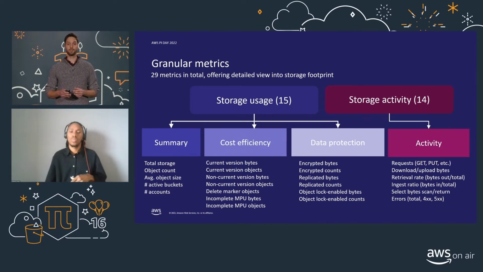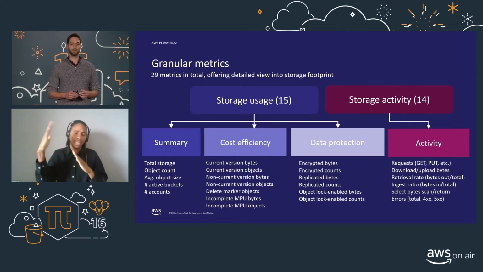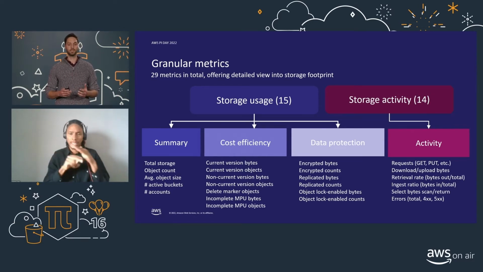Within these groupings, we further organize metrics into 4 main use cases. Summary metrics for gathering top-level insights like growth rates of your overall storage or average object size. Cost efficiency metrics to identify cost savings such as incomplete multi-part upload bytes or delete markers. Data protection metrics to find opportunities to apply best practices like data encryption or replication. And activity metrics to identify your hottest buckets or to locate abandoned workloads.